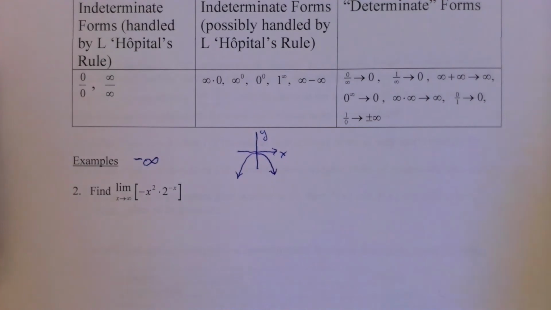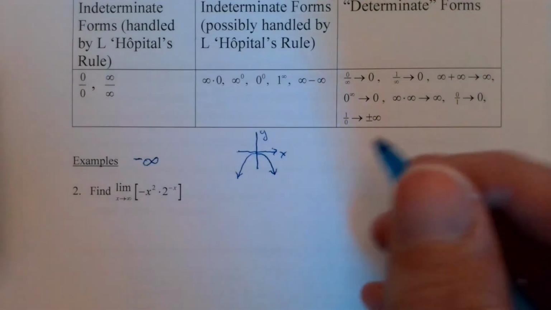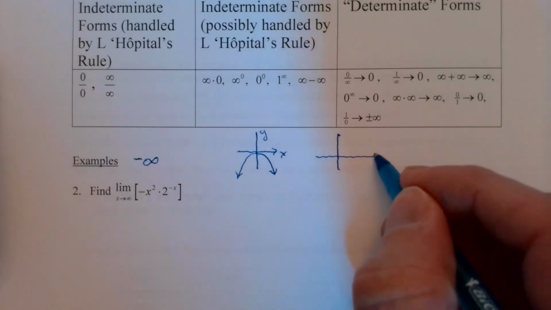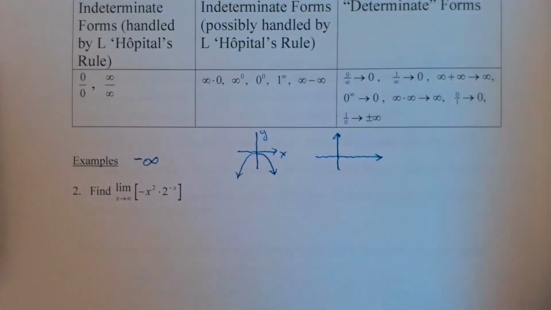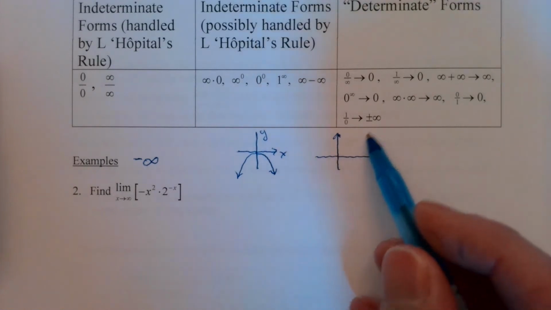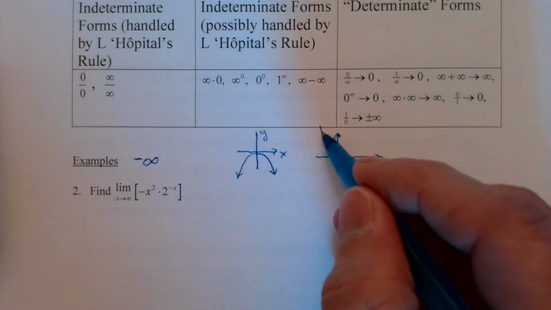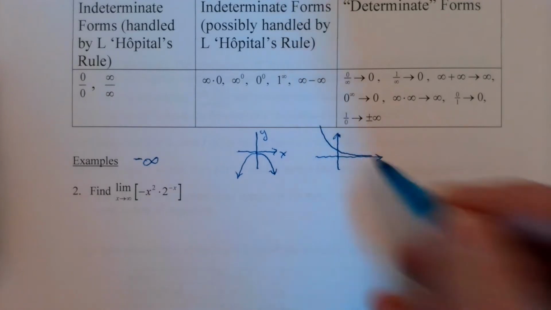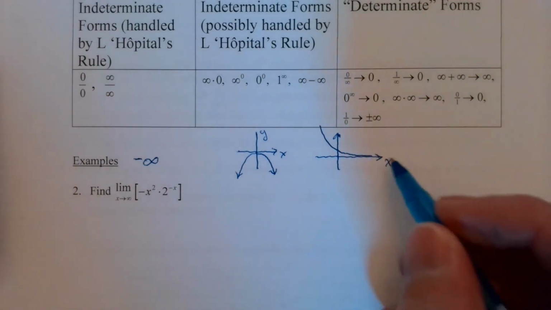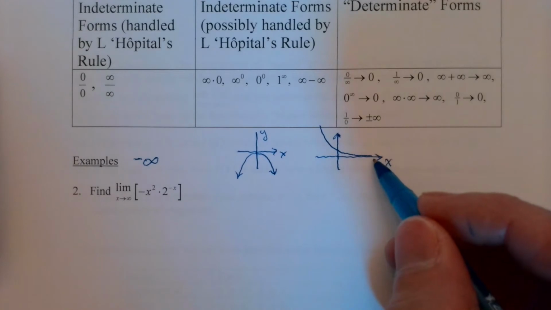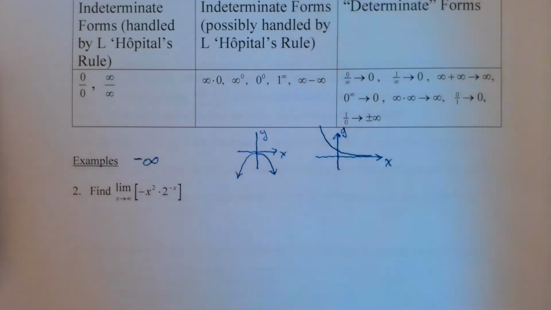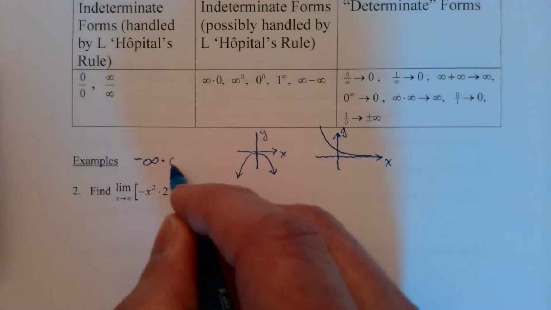And what about 2 to the negative x? Okay, well that graph looks like this. Remember, 2 to the x is that exponential upward swooping function. 2 to the negative x is a reflection of that over the y-axis. So as x goes to infinity, where does the y go? It appears to be coming down towards 0. So what is infinity times 0?